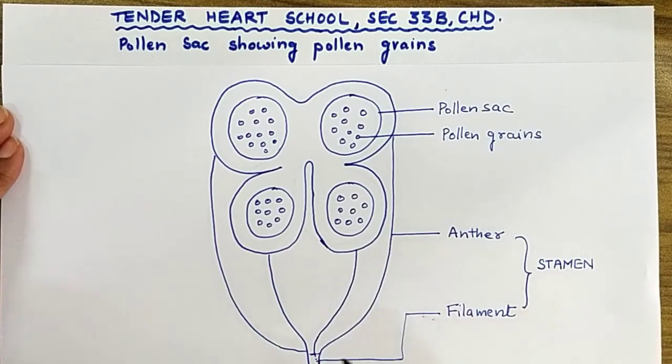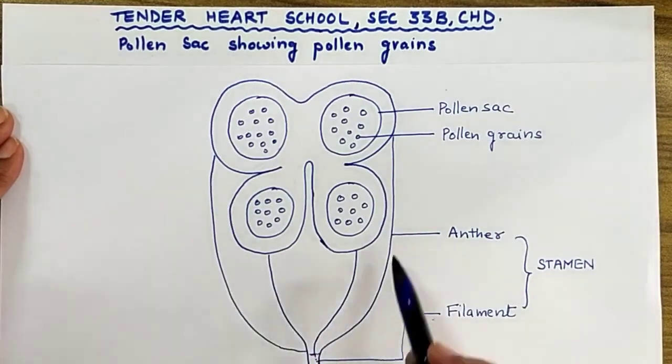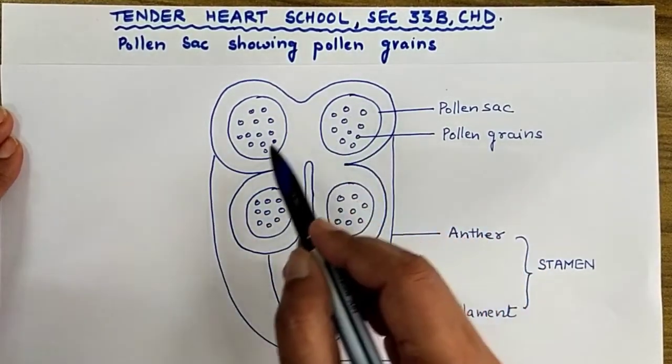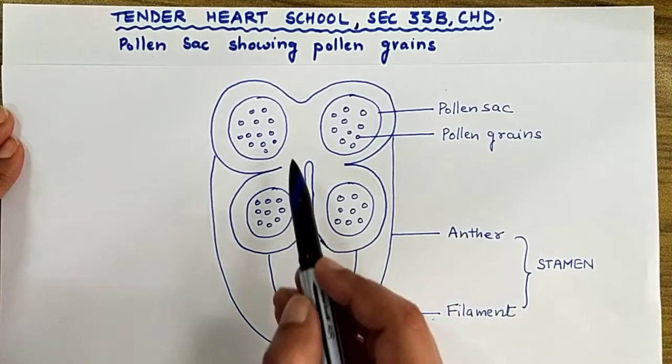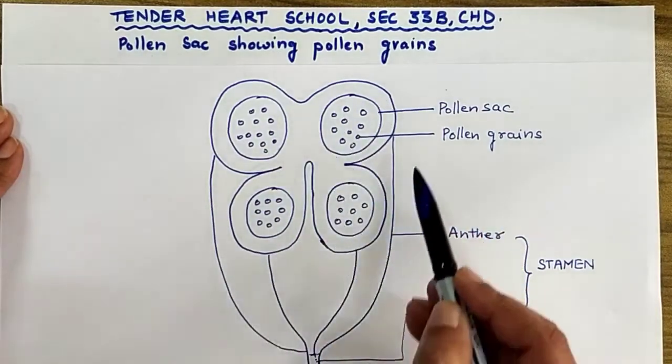Stamen is having two parts. Lower stalk-like structure, this is the filament, and the upper swollen region is called the anther. Anther is a bilobed structure. Bilobed means it is having two lobes. So this is the first lobe and this is the second lobe.